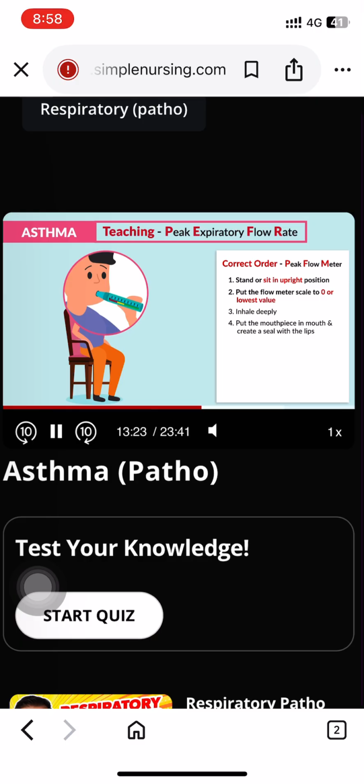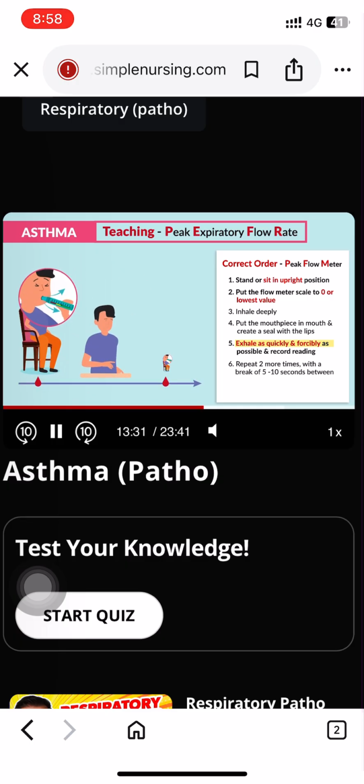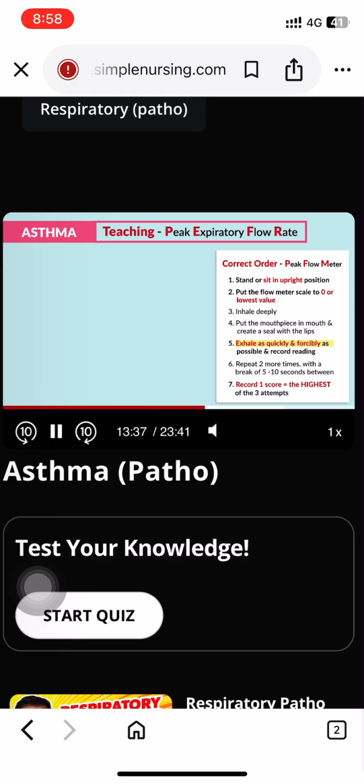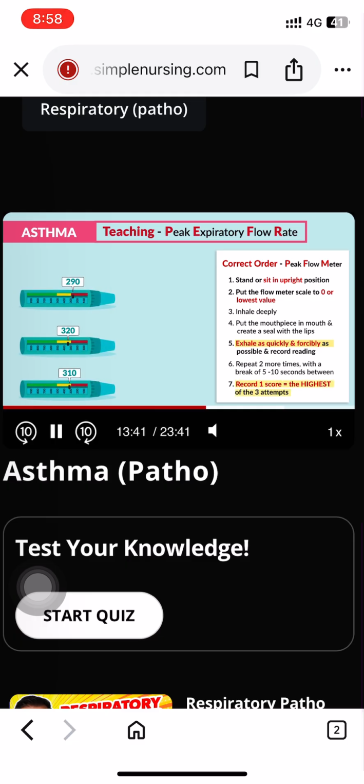Now, number 5, write this down. Exhale as quickly and forcibly as possible and record the reading. Then number 6, repeat 2 more times with a break of 5 to 10 seconds in between. And then lastly, write this one down. Record 1 score, which is the highest score of the 3 attempts.